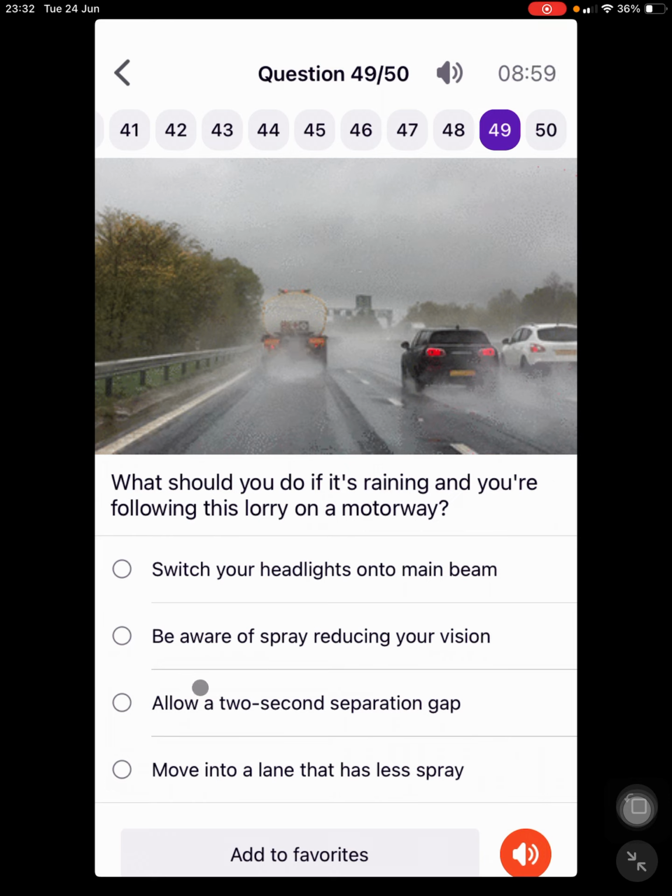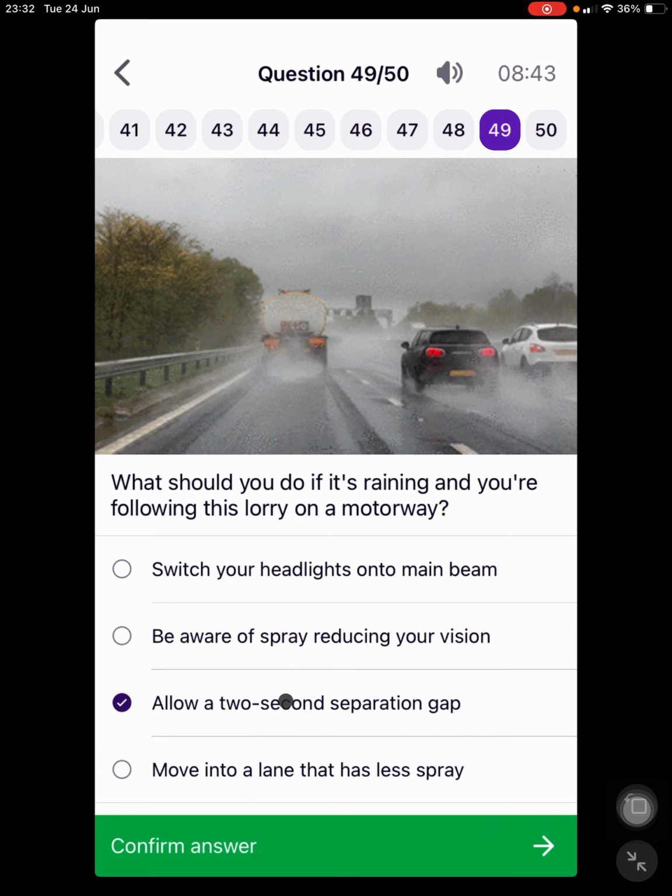Okay. You see, it says 2-second separation gap. It's wrong because the road is wet. The right answer would have been 4 seconds. So allow a 4-second separation gap. If it was 4 seconds, then this would have been the right answer, okay? But it says 2 seconds, that's why it's a wrong answer. So what should we do? We should be aware of spray reducing our vision. B is the correct answer, exactly.